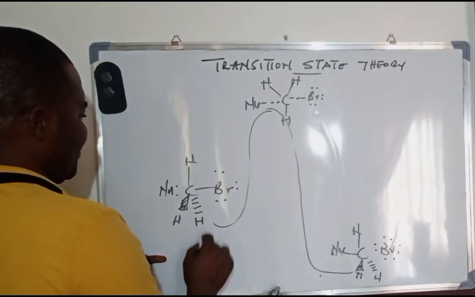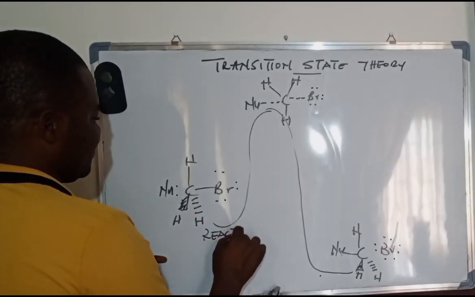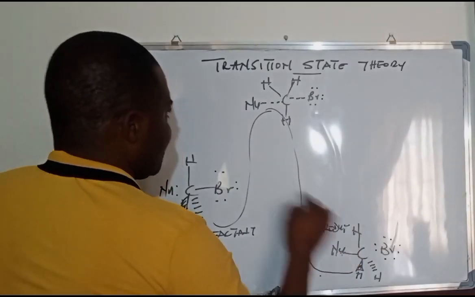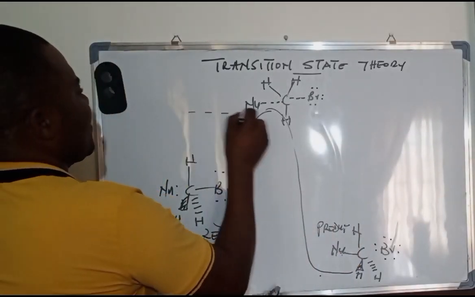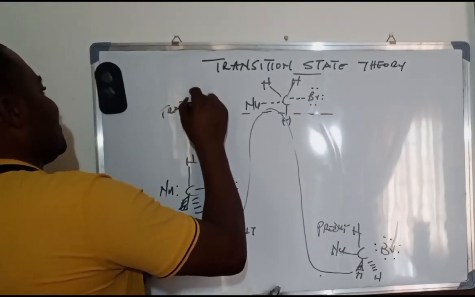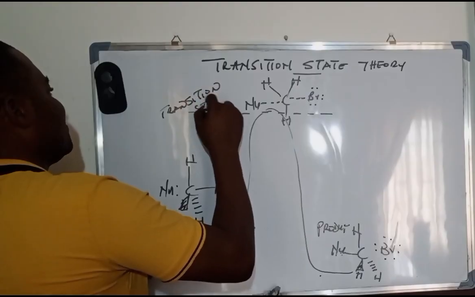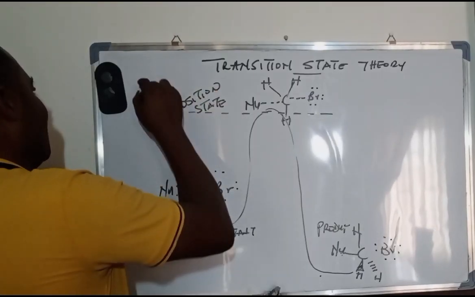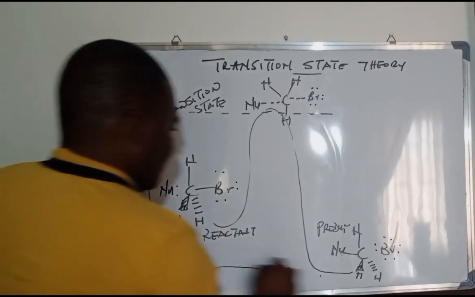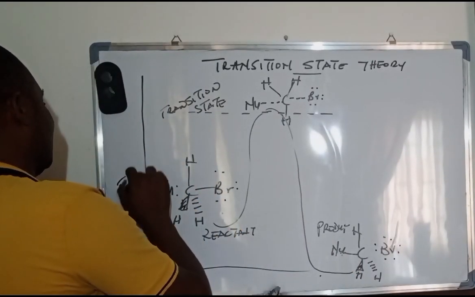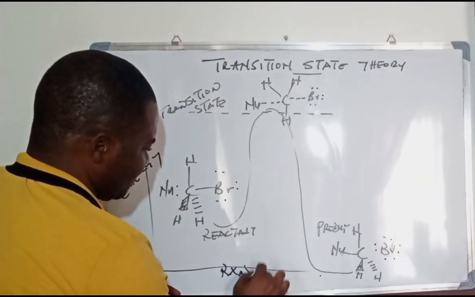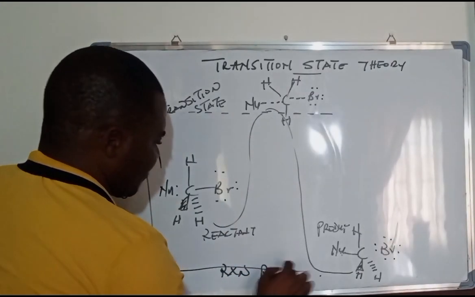Now with this diagram here, this of course is the reactant, and of course this is the product. Now at this state here is where we call the transition state. This is a transition state. Now this is your energy, while this is your reaction path.